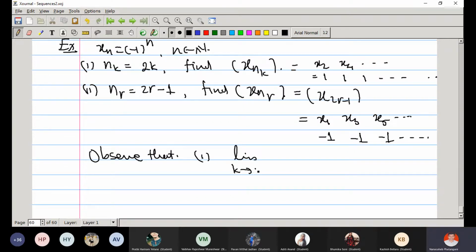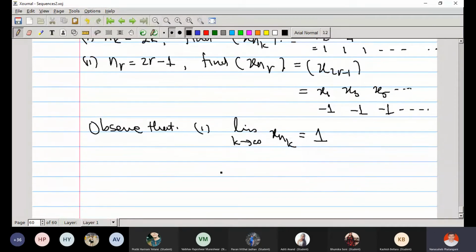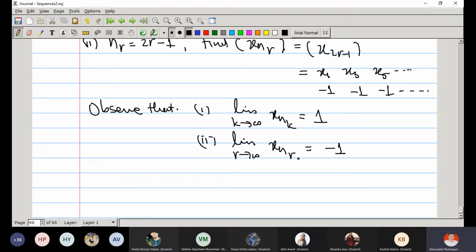The limit as k tends to infinity of xnk. What is the limit of this sequence xnk? 1, right? Constant, because it is a constant sequence. Second thing, what is the limit as r tends to infinity of xnr, the second subsequence? It is minus 1, right? In the second subsequence we are accepting only odd terms with odd suffixes and neglecting terms with even suffixes. In the first subsequence we are accepting even suffixes and avoiding odd ones.